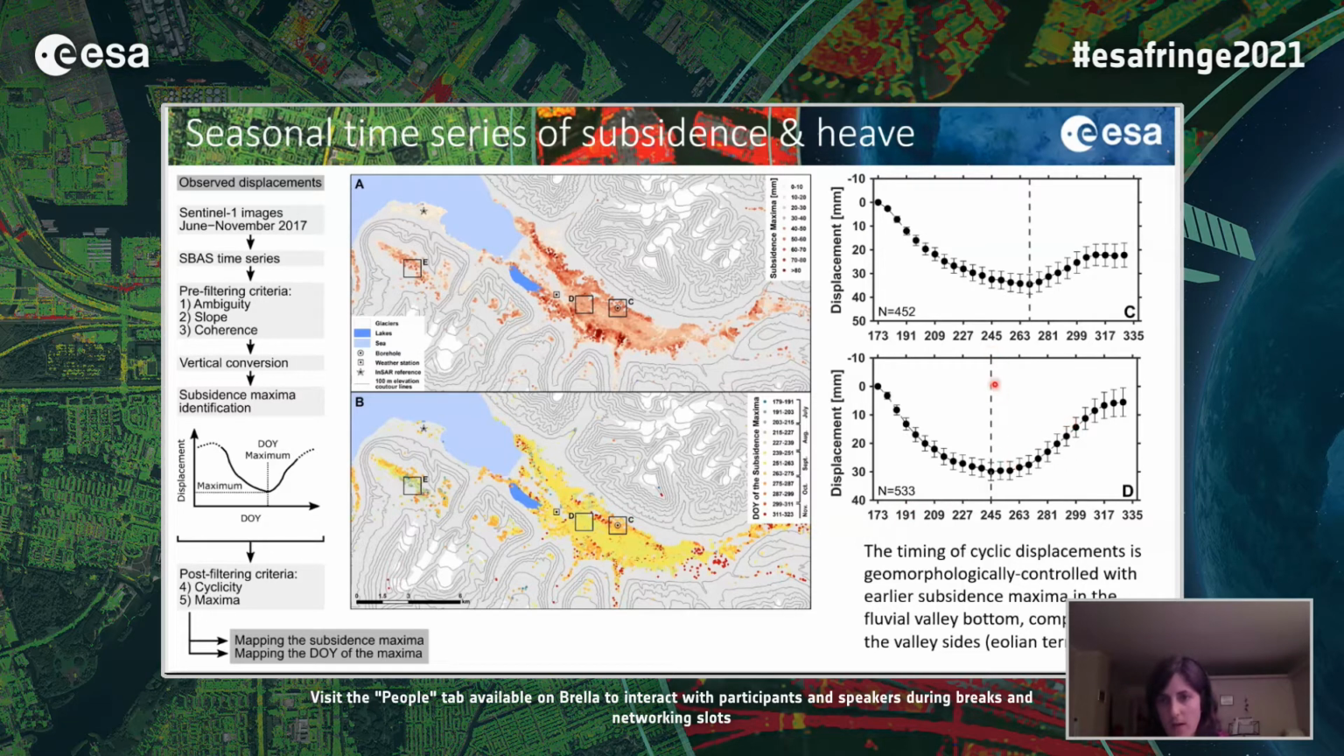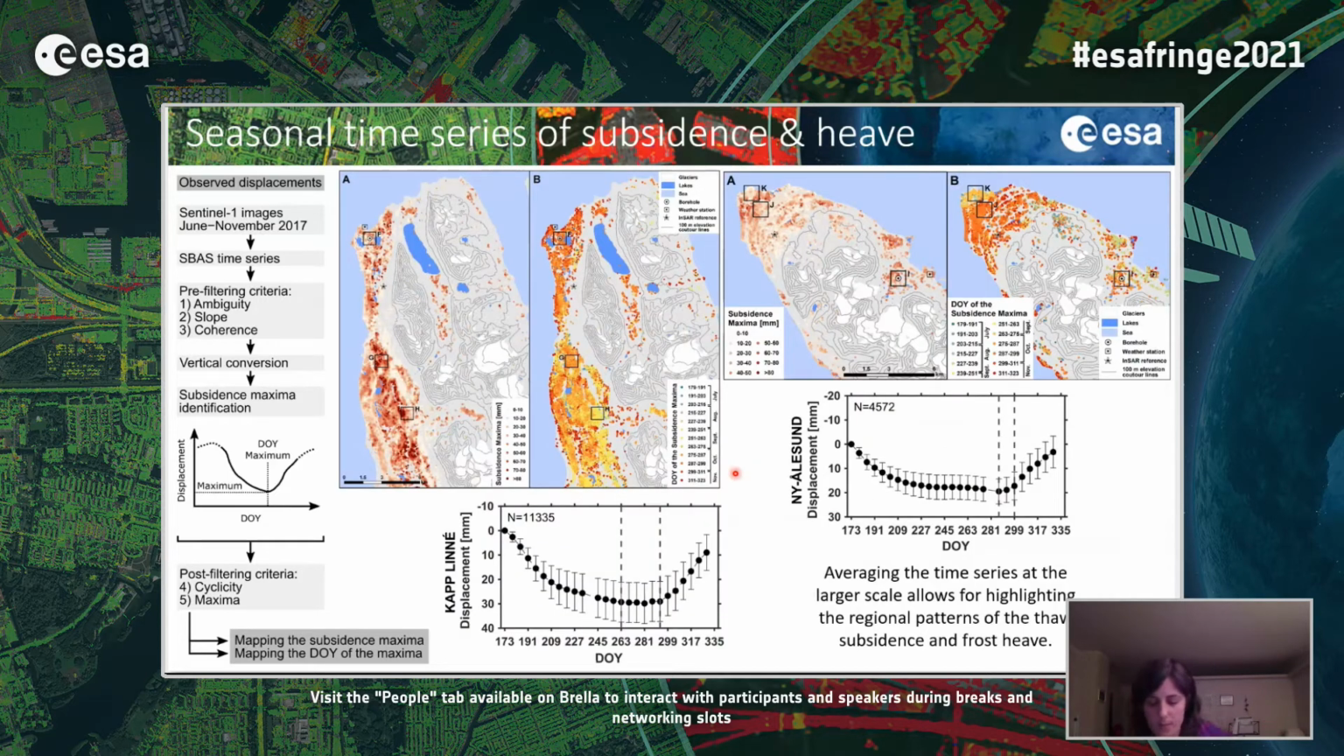So this example here is for the bottom of the valley, while the top graph is on the side of the valley. And here are the examples for the two other regions, so again with the maps of the subsidence maximum value and the identified timing. And we could also apply an averaging for the whole area, so the entire region, to study more the general pattern of subsidence.